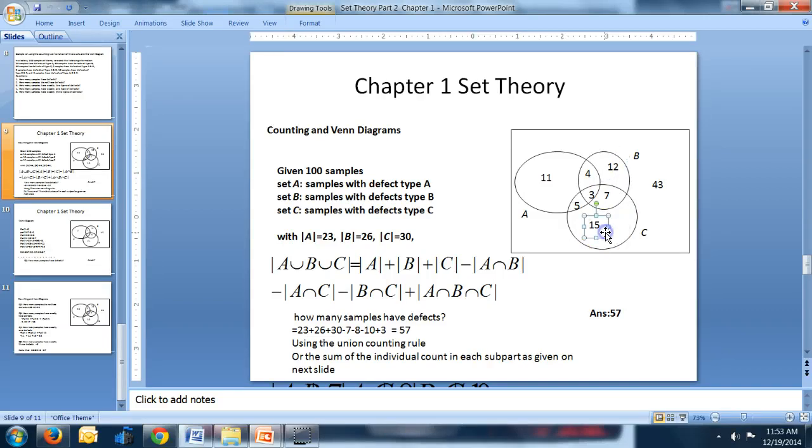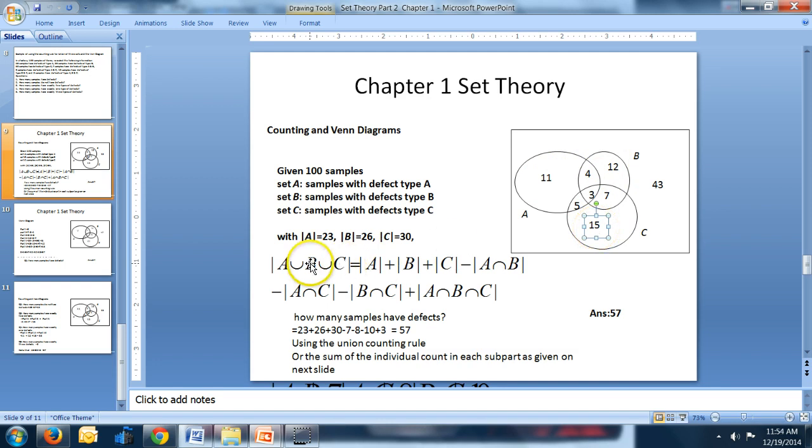The same thing with the third set, those 15 coming from the 30 items minus these 3 numbers, 3, 7, and 5. After we identify this one in here, then the union now will be the sum of 11 plus 4 plus 12 plus 3 plus 5 plus 7 plus 15.